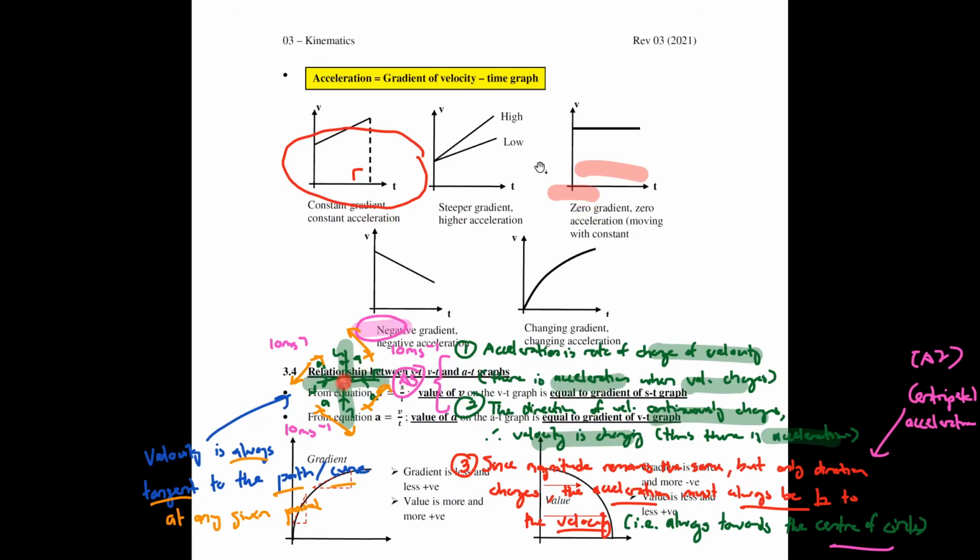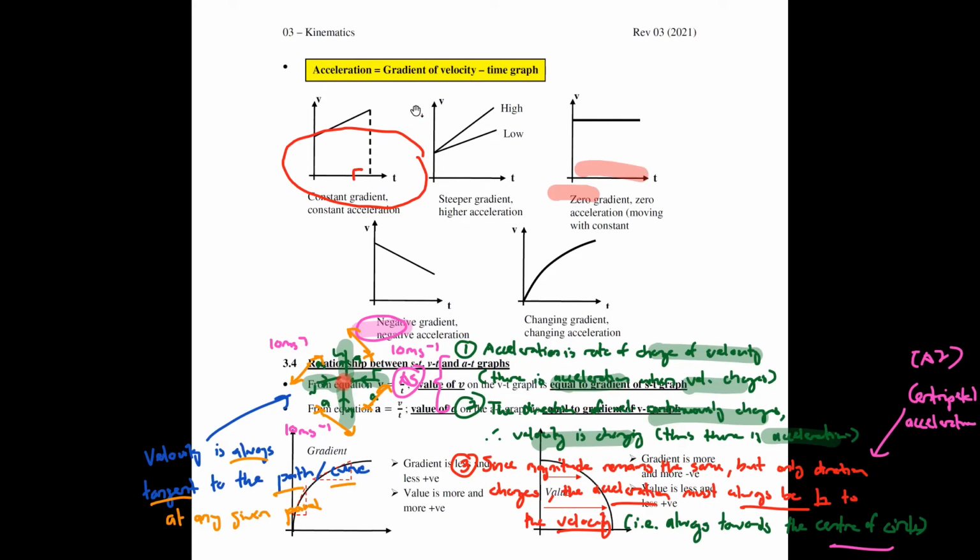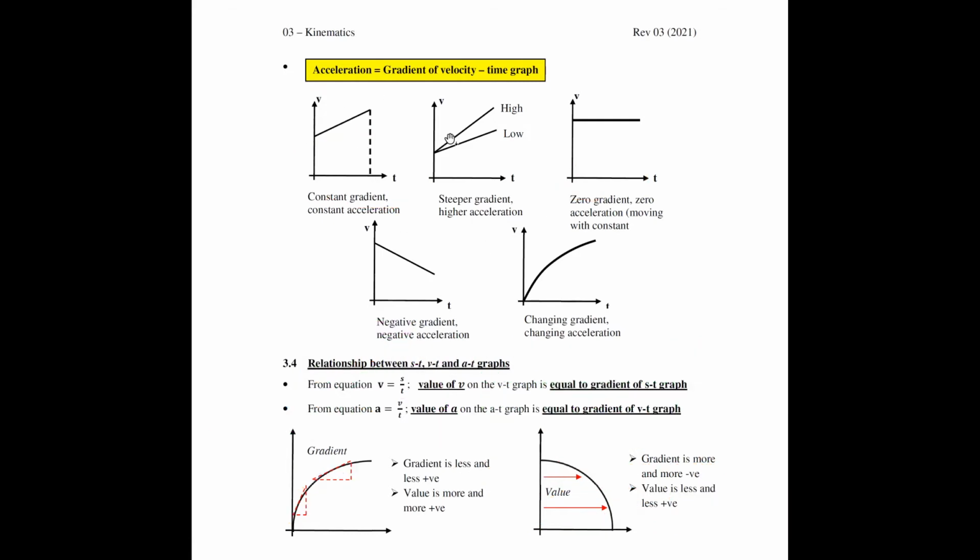Okay, so then after that, there's just some other stuff to highlight again. Now, when you're talking about acceleration, the relation with velocity time graph is that the acceleration is always going to be the gradient of your velocity time graph. So same thing as before, if you have constant gradient, constant acceleration. If your gradient is steeper, you have higher acceleration. If you have zero gradient, you have zero acceleration. That would mean that you're moving with constant velocity. Okay. When you have zero acceleration, you're moving with constant velocity.